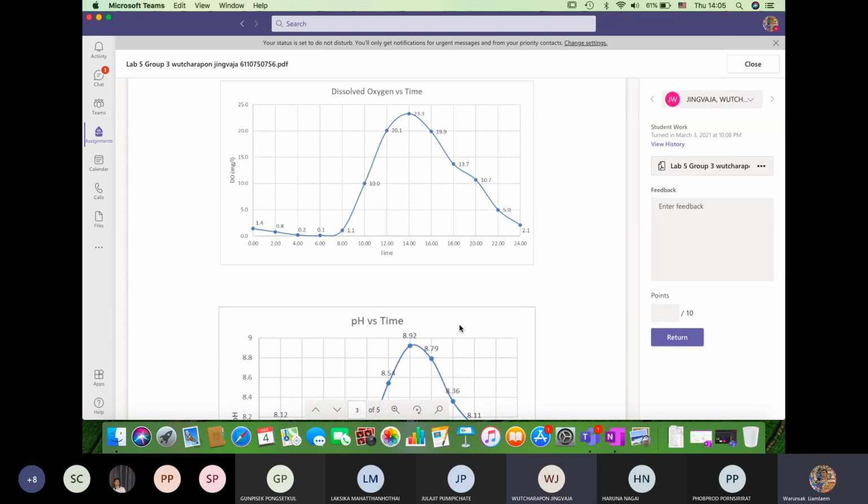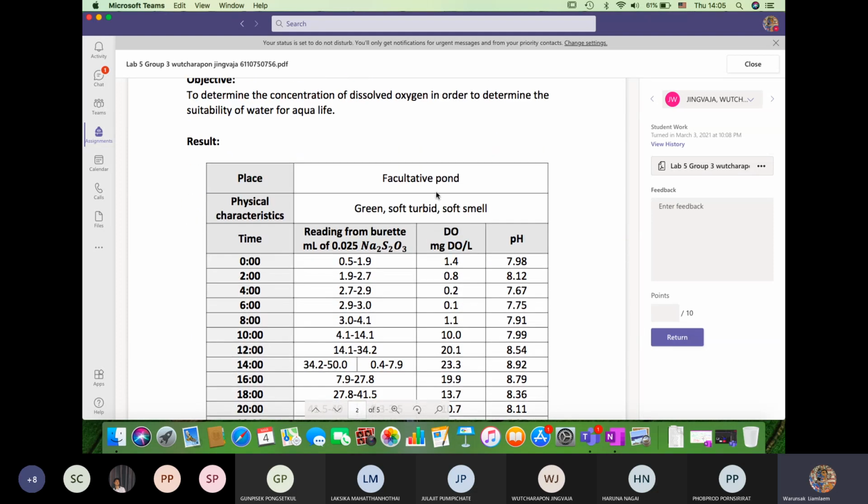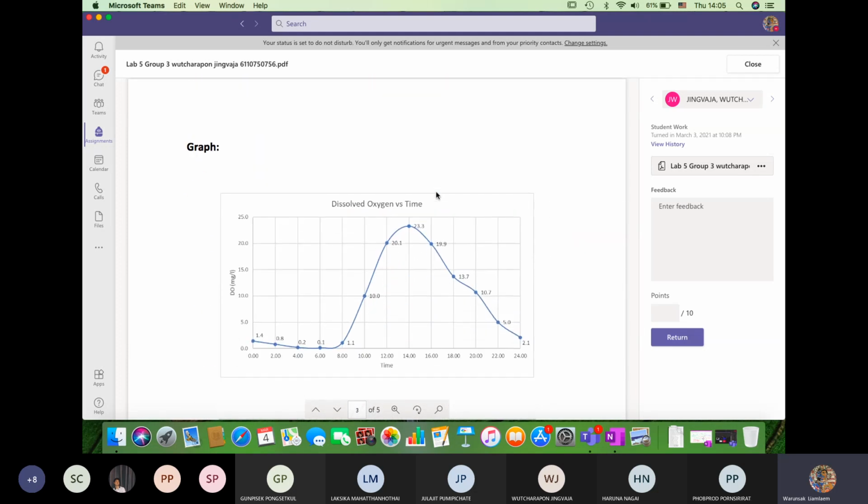Okay, these results also show eutrophic conditions in the pond. It is a facultative pond, and this pond also experiences eutrophic problems during the daytime. The dissolved oxygen goes up to 23.3, which is very high, much higher than normal. This high value comes only from the photosynthesis of aquatic organisms, especially phytoplankton and algae.